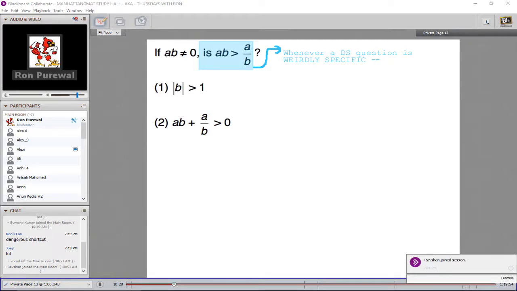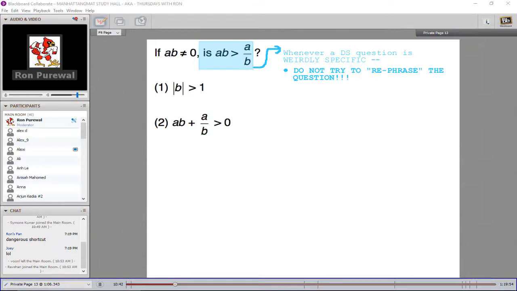So don't even do it. Leave the question exactly the way it is, because that's the whole point. The point is that this super specific question is what you're going to find. You should expect to find the answer to that exact question.